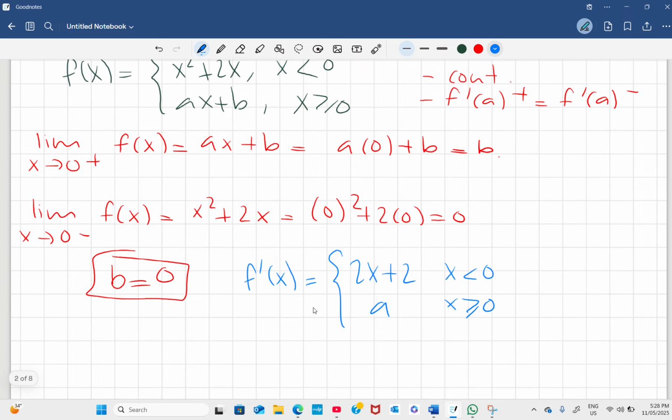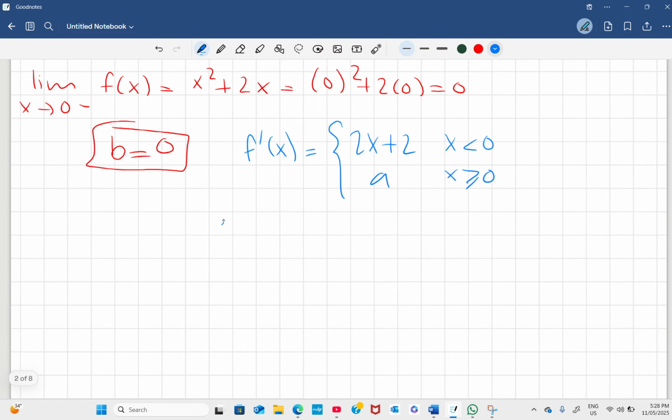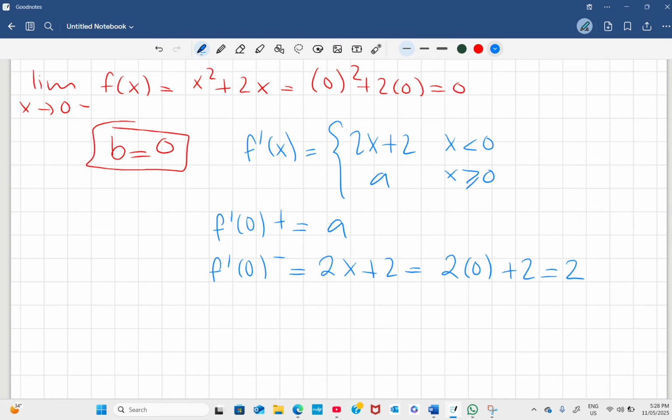Now I'm going to find f prime of 0 plus. F prime of 0 plus is going to be just a. Now I'm going to find f prime of 0 minus, which is 2x plus 2. And again, I'm going to substitute my 0 here. Here I cannot substitute, and it's a constant. Plus 2, which is going to give me 2. We know it's differentiable, so that means f prime of 0 from the right is equal to f prime of 0 from the left, so I can equate them. So I get a is equal to 2. That's it.